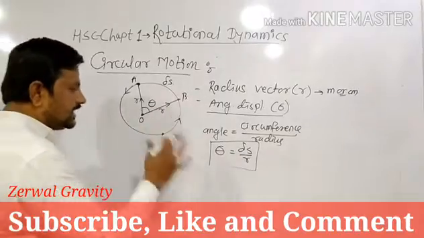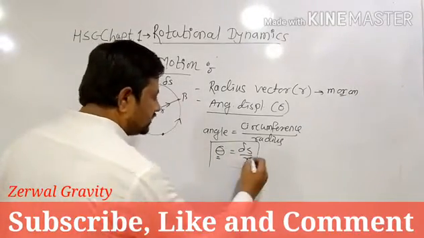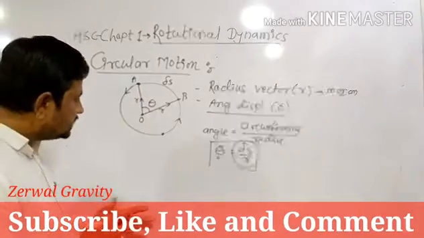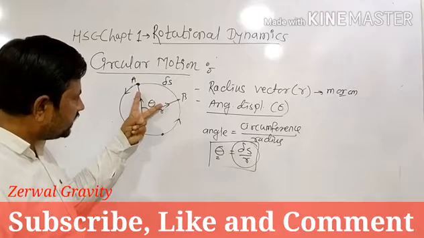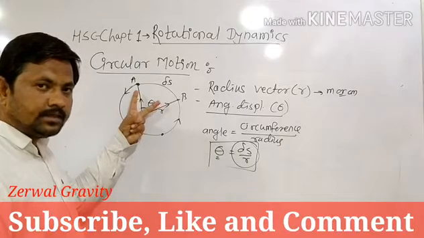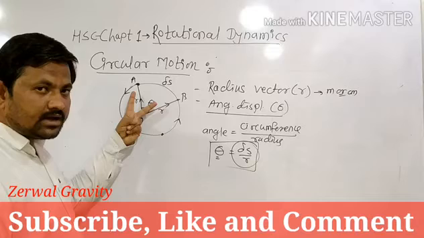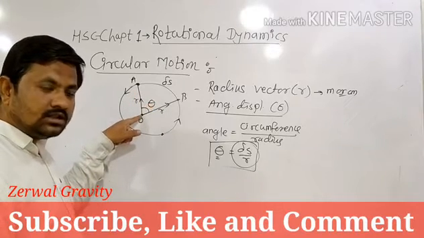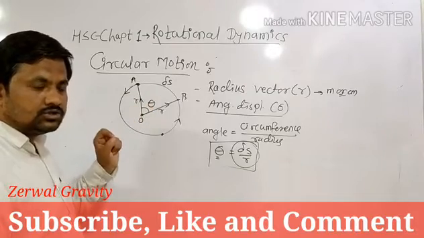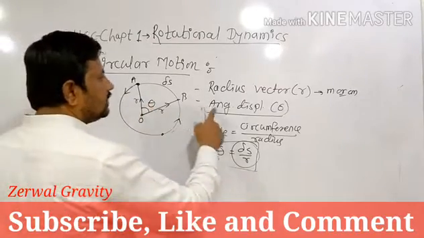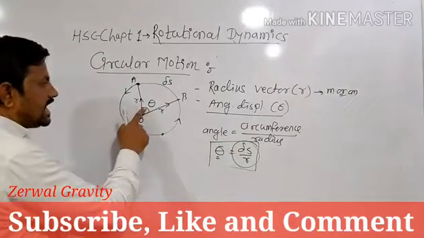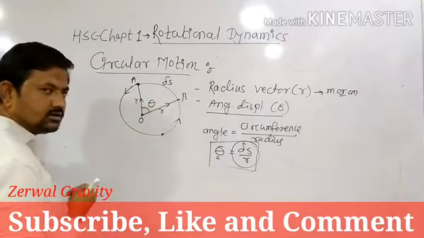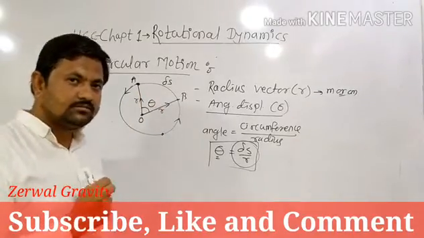So what is the exact definition for angular displacement? This is the formula for angular displacement, but what is the definition? Here, see, this is the angle made by the two radius vectors at the center of the circle at a given time. So we can make the definition for angular displacement as the angle described by the radius vector. So start the definition from that point.